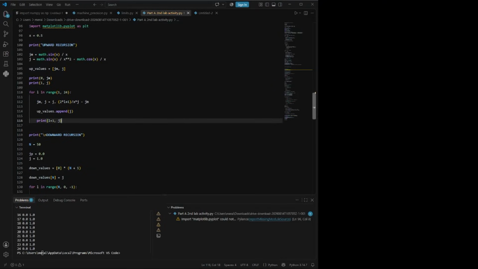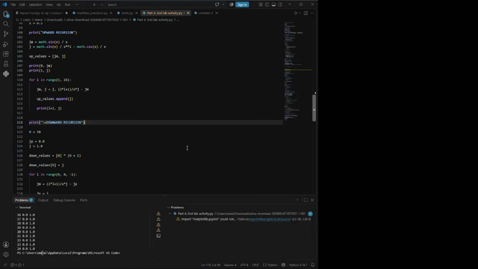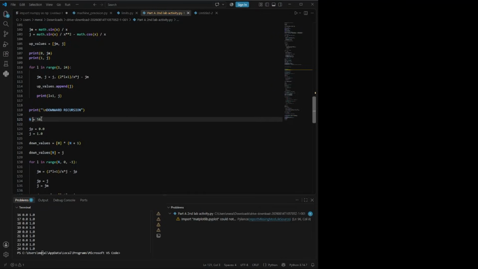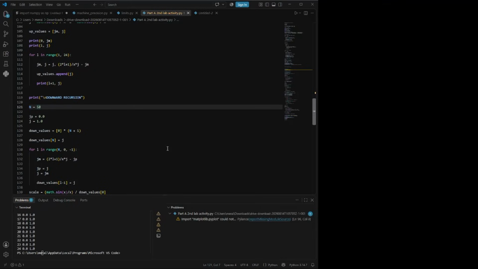Now for my downward Bessel recursion. To solve the problem, I use downward recursion instead of starting at L equals 0. I start with L equals 50. I use arbitrary starting values because I will normalize the result later.